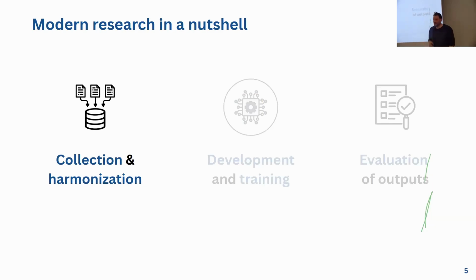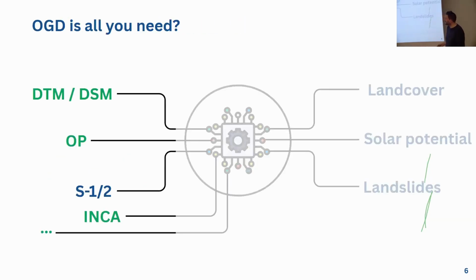And that's why today I don't want to talk about method development and evaluation, but about the first part, the collection and harmonization of data, how we access data, and how we can change that, especially when we talk about multimodal data and countrywide data sets. How can we change and improve the situation so that we can finally focus on the stuff that we actually want to do? So when you go back to this very simplistic view of modern research, and have a look only at the left side, the input data sets.